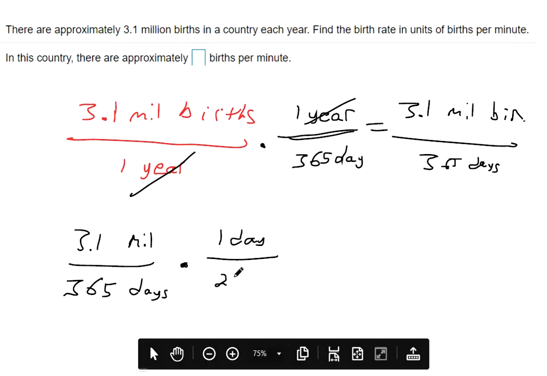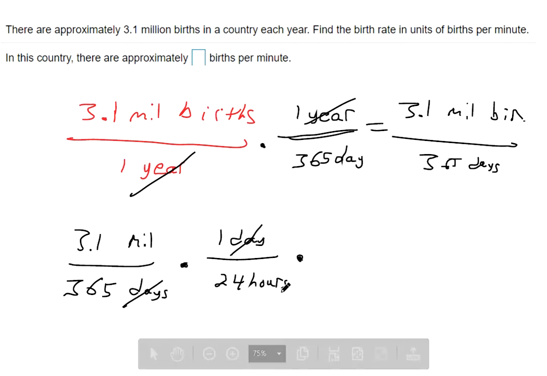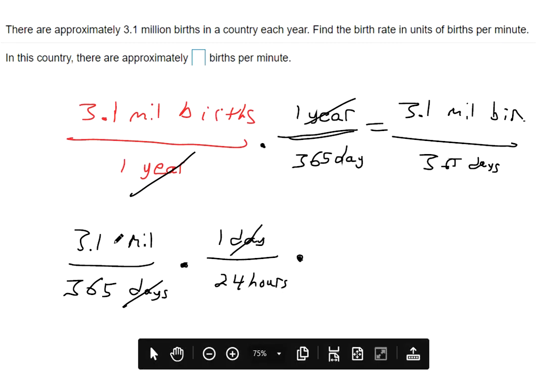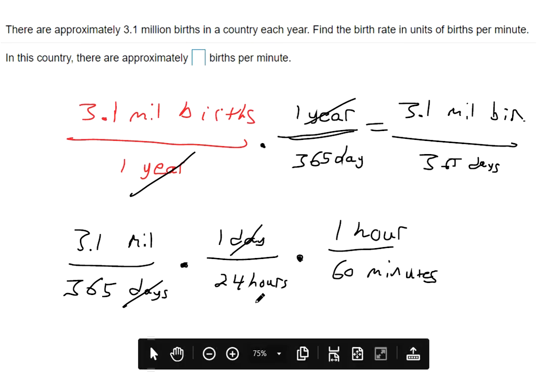1 day is going to have 24 hours. And while we're at it, since we're hopefully getting a little bit more comfortable with this idea of cross-simplifying, this is going to put things in terms of millions of births per hours. And then I'm going to also multiply by a conversion factor to get rid of hours. 1 hour has 60 minutes. And there we go. Now I have minutes in the bottom like I wanted. These hours will cross-simplify with one another.